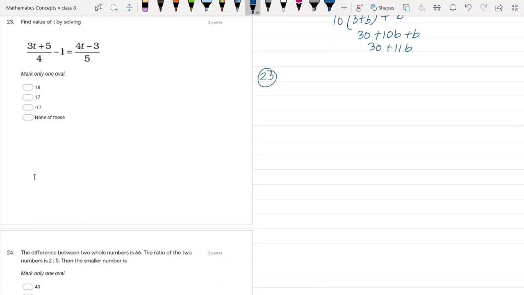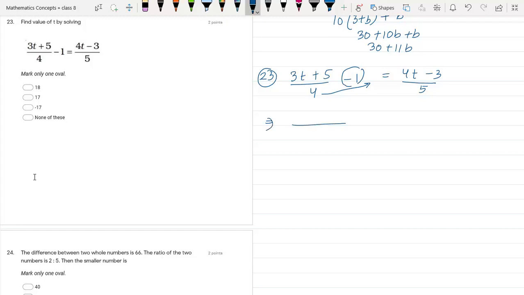Question number 23, now see. In 23 we have (3t plus 5) upon 4 minus 1 is equal to (4t minus 3) upon 5. Right now we can't do the cross multiplication. This 4 can't go to the other side right now. Why? Because we have this number over here. Before taking LCM, we can't take this 4 to that side. So first we will take LCM.